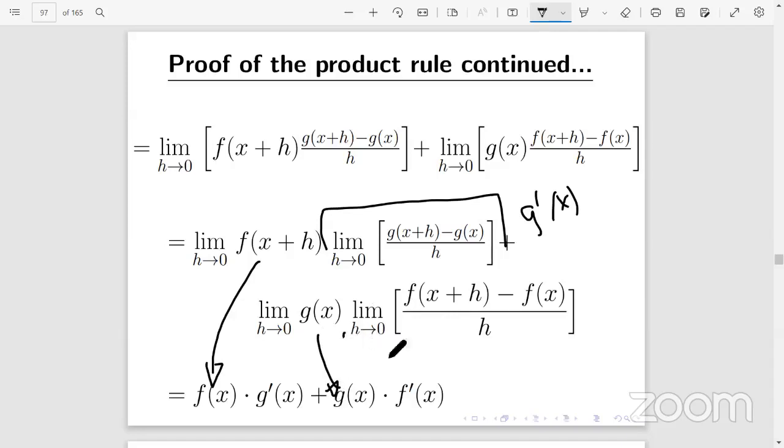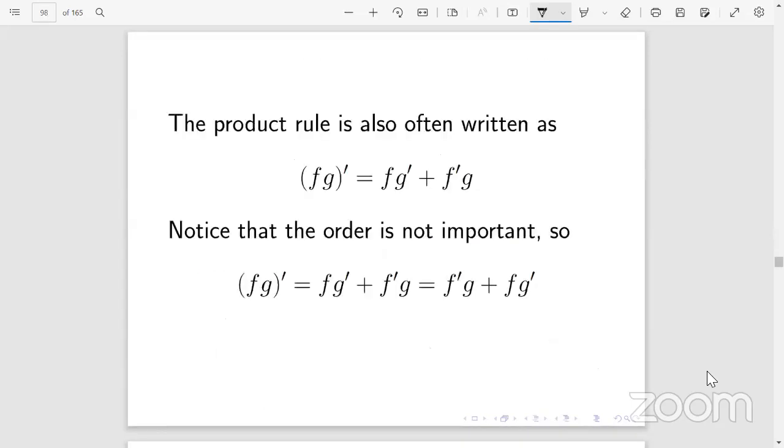As you can see from what we have here, this is the definition of f prime of x. So as you can see, we're done with our proof. And that is the proof. Basically all we are saying is that the derivative of f times g, (f times g) prime, is the same thing as f times g prime plus f prime times g.